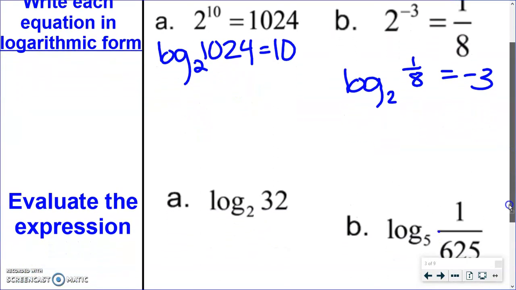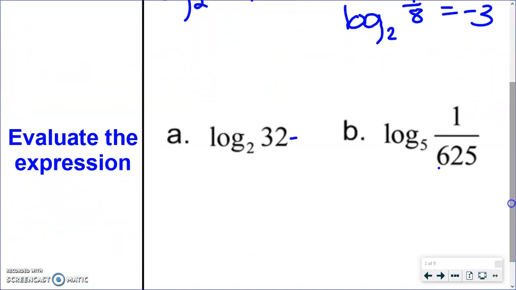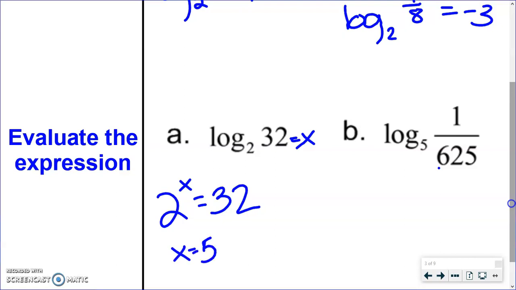And to evaluate, remember we set it equal to x and rewrite it: 2 to the x equals 32. 2 times itself, how many times equals 32? x equals 5.